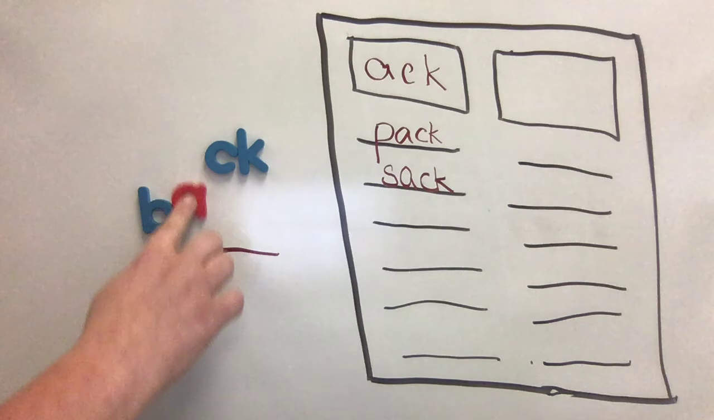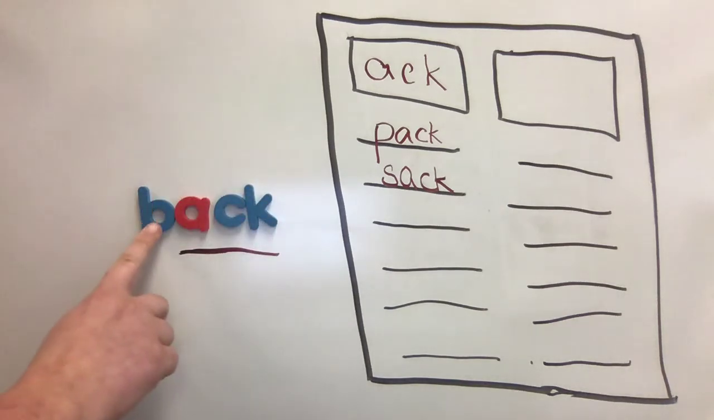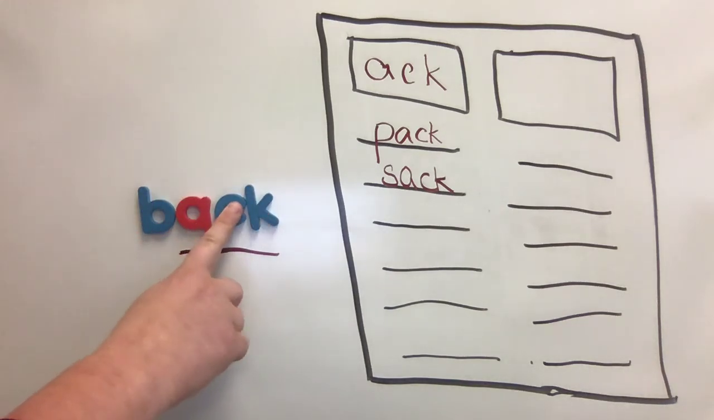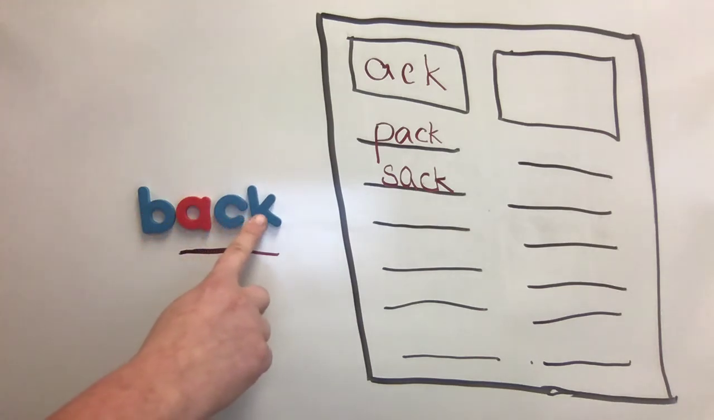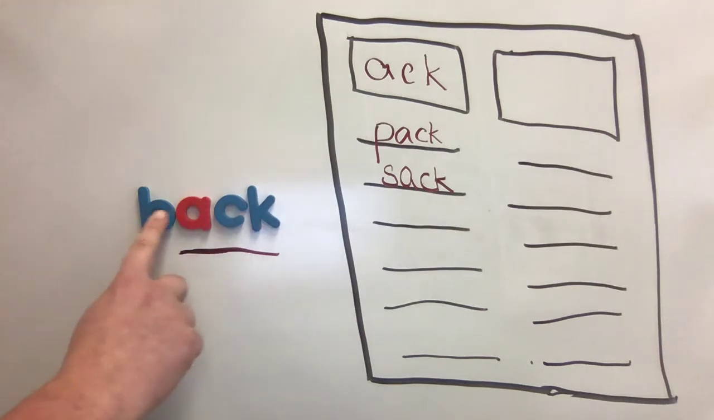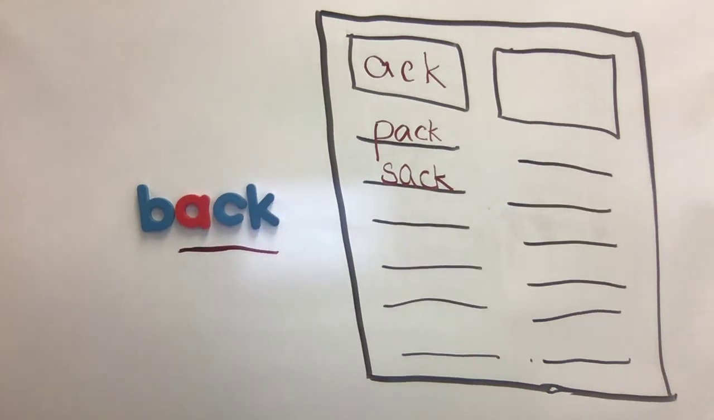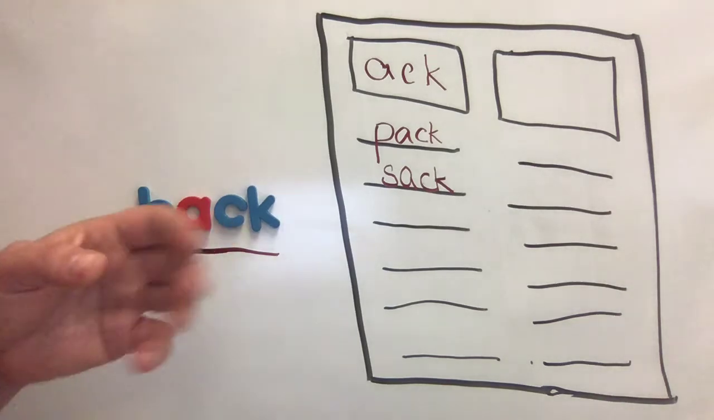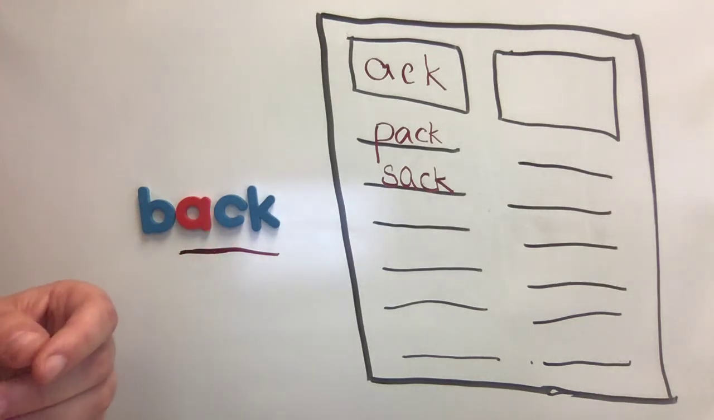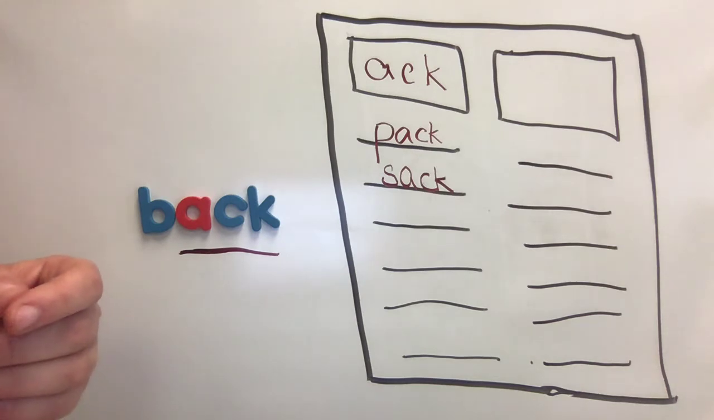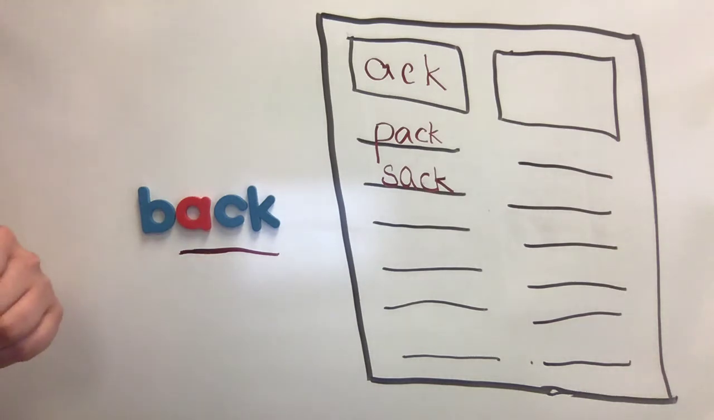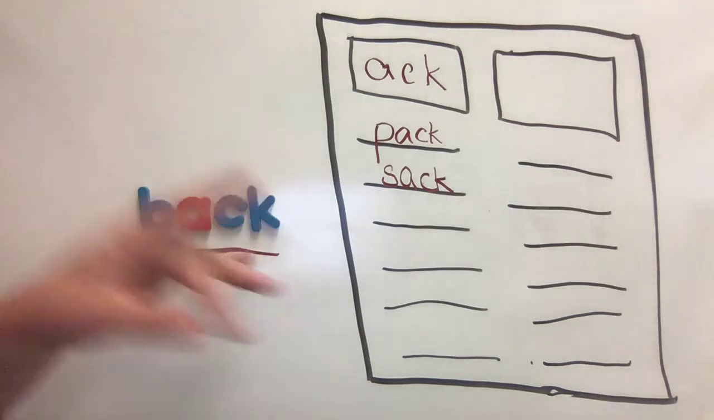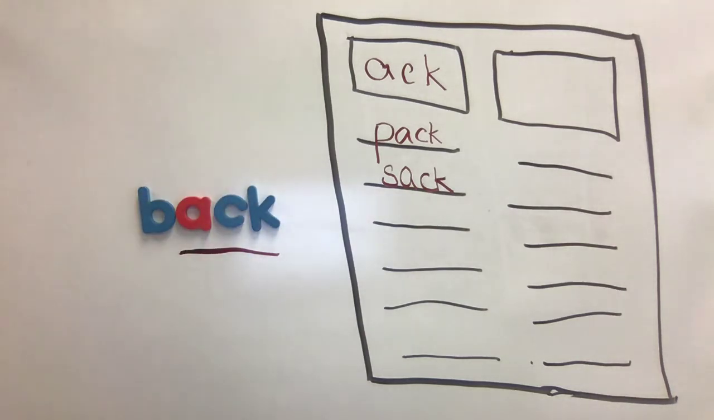B, a, k. B, a, k. Back. This is the word back. What I want you to do is, first of all, touch your back. You have a back behind your body. I want you to go ahead, build this word, and sound out each sound for your parents the way that we do it together. Go ahead, press pause, and when you have finished, press play again.